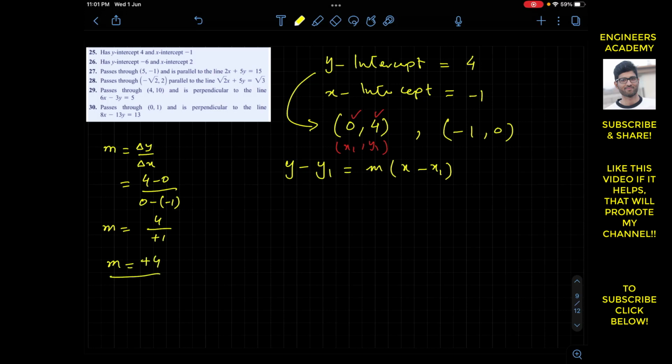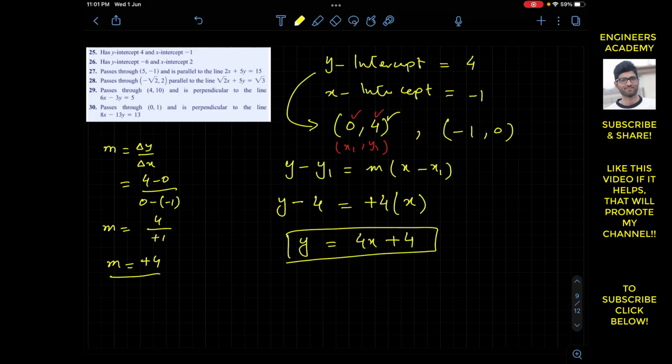Now we can put in this particular point and the slope of +4. So y minus y1 equals the slope +4 times x minus x1, and the x1 value is 0, so x minus 0 is x. So this is equal to 4x plus 4.